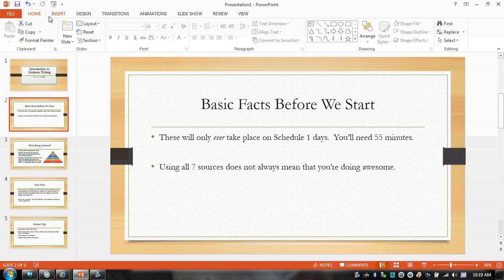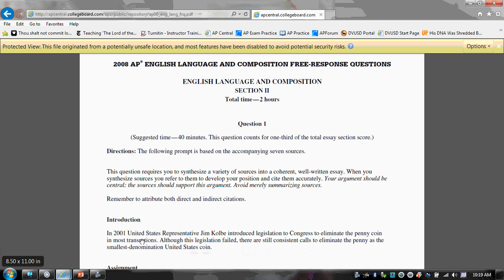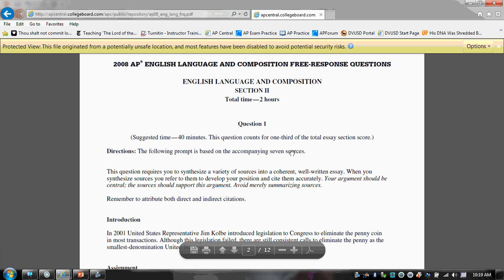So let's start by looking at a synthesis essay. You'll actually look at this tomorrow in class. This is what a synthesis looks like. So you have 7 sources right here. You can see in the directions you have a suggested time of 40 minutes. Now this is the start of the actual free response question. You can see right there I have a total of 2 hours. That's your testing time with the 3 essays. So this will have 7 sources linked to it.